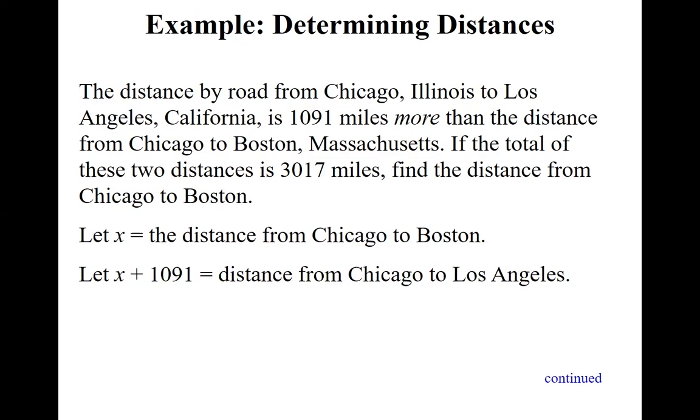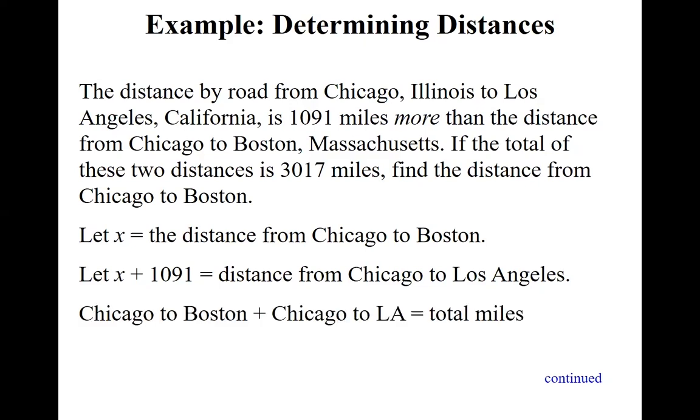We're told that the total of the two distances is 3,017 miles. So the distance from Chicago to Boston plus the distance from Chicago to LA would be the total miles. So x plus x plus 1,091 has to be 3,017. That's our translation. That's what we've understood. Now it's time to solve our equation.